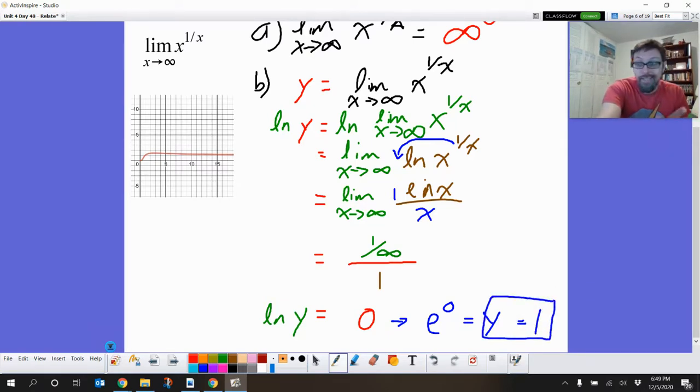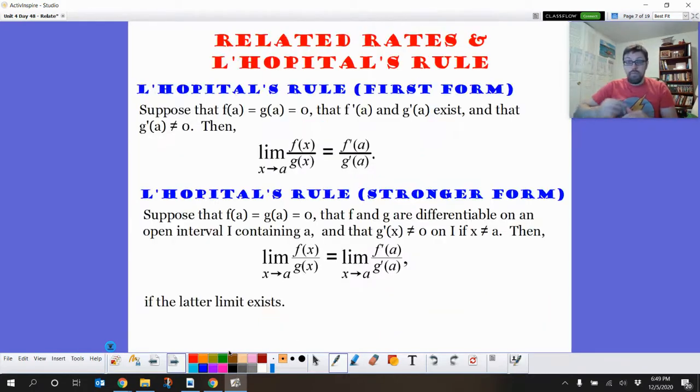And you can even see that. I've had this graph up here the whole time. As we're approaching infinity, this thing is coming down from the top towards that 1. It kind of goes above it and then comes back down to meet at 1. And that's it. So that's L'Hopital's rule.